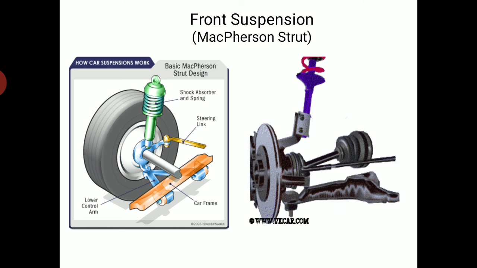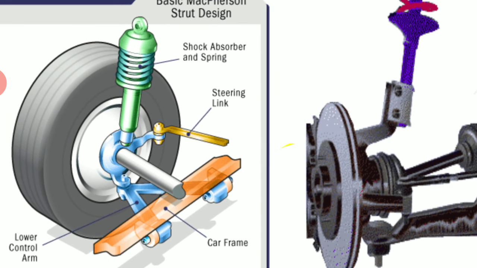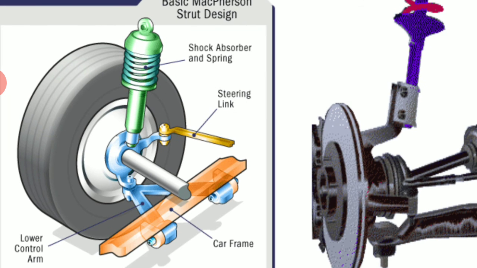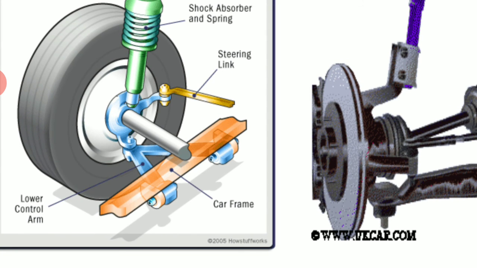So front suspension, this is also MacPherson strut. So exactly you can see the shock absorber, springs, steering link, car frame and lower arm.